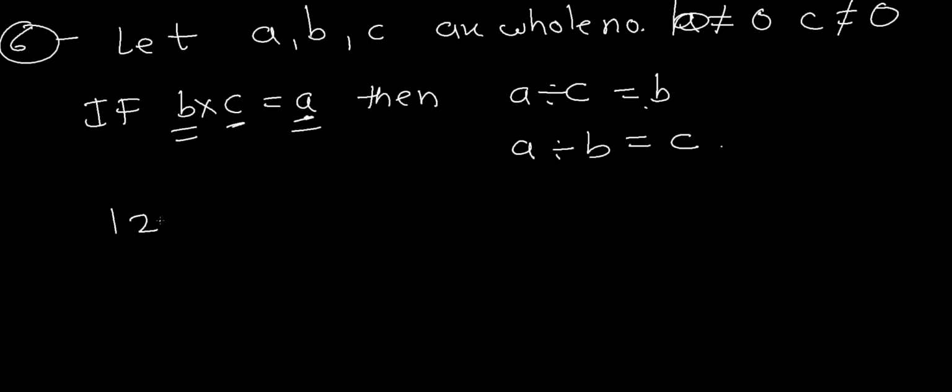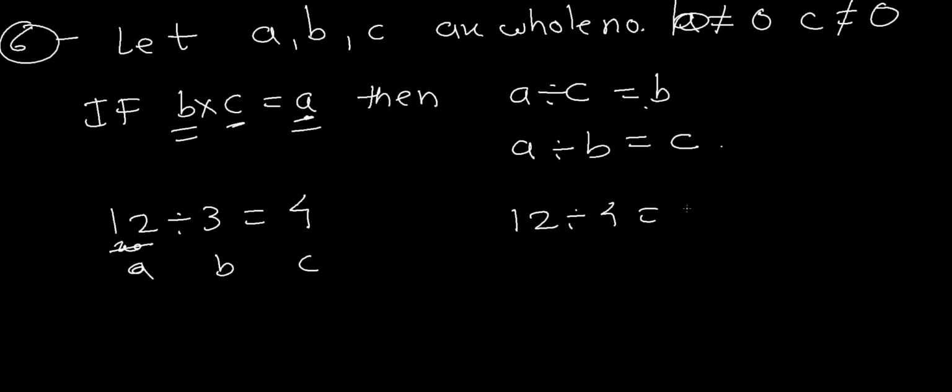Like 12 divided by 3 equals 4. This is our A, B and C. Now A divided by C, 12 divided by 4 comes answer as 3, that is B, and A divided by B comes answer as 4, that is our C. So this is the relationship showing property.